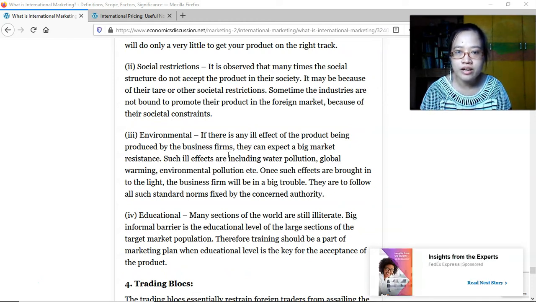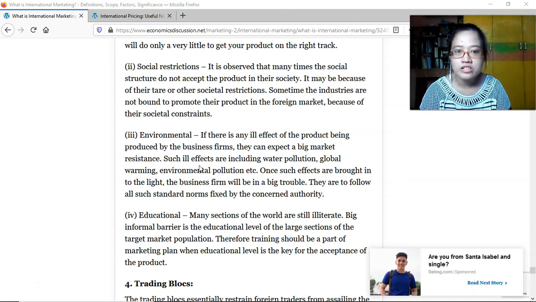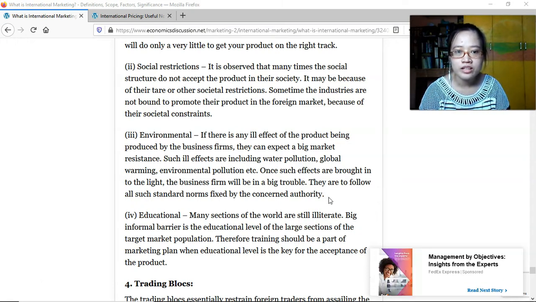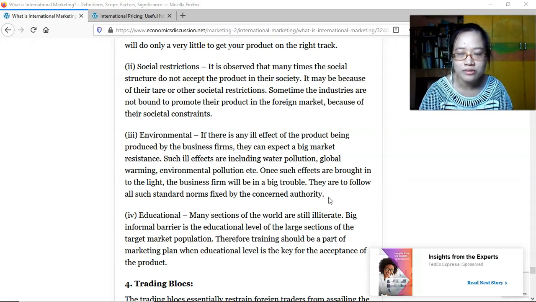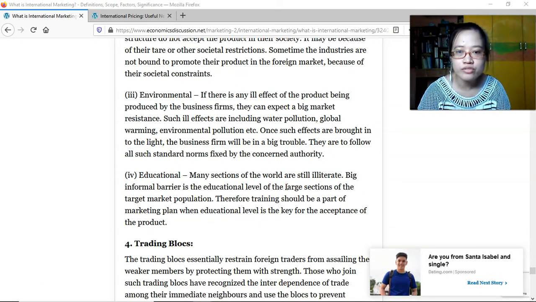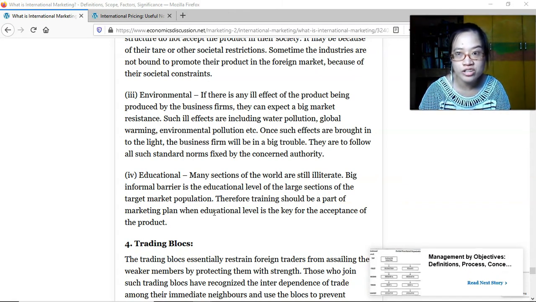Environmental: for any ill effect of the product being produced by the business firms, they can expect big market resistance. Such ill effects include water pollution, global warming, environmental pollution. Once such effects are brought to light, the business firm will be in big trouble: penalized, fined, or shut down. Educational: many sections of the world are still illiterate. A big informal barrier is the educational level of large sections of the target market population. So you can't educate them if they are illiterate.